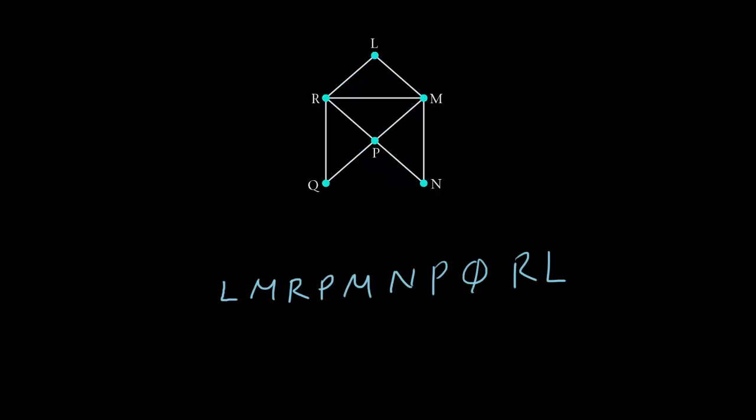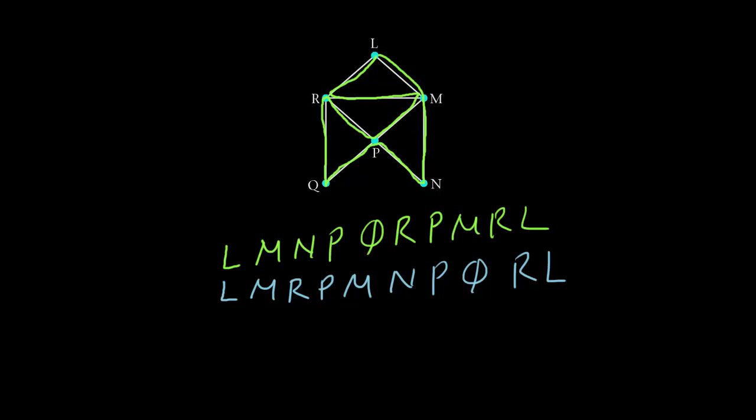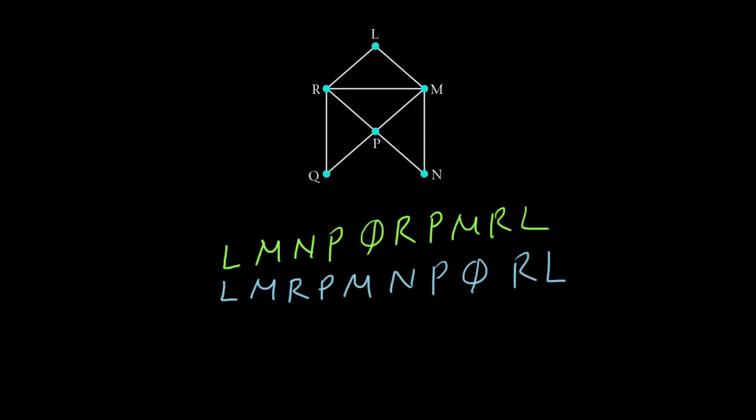Now for the same graph, if we start from L again, we can even traverse the entire graph using a different path. So we can take L, M, N, P, Q, R, P, M, R, L. Now that doesn't mean it is a necessity to always start from the same letter. We can start from any other node. We can also start from Q. So we can traverse the graph by Q, R, L, M, R, P, M, N, P, Q.